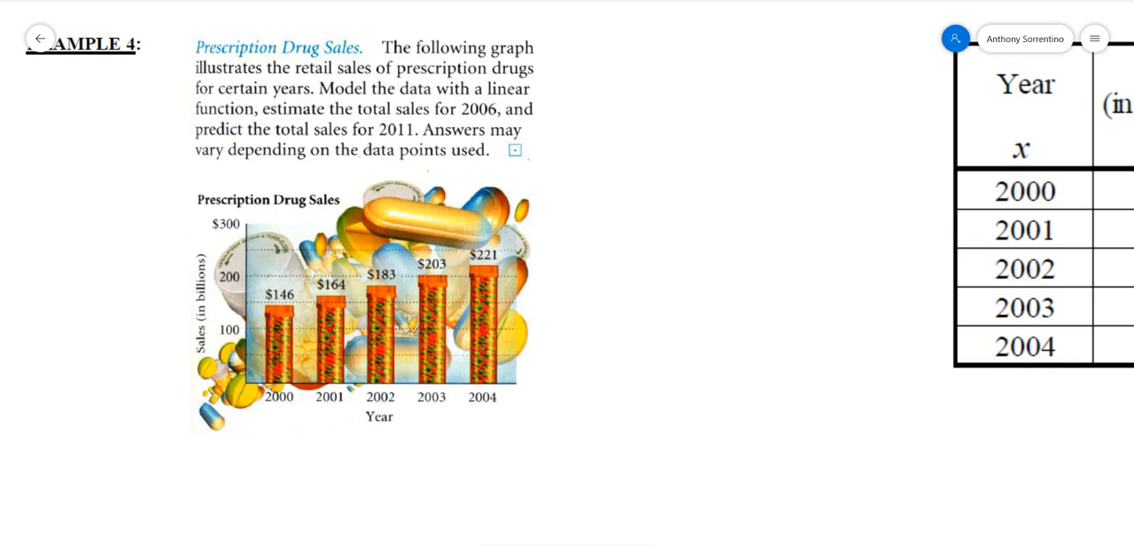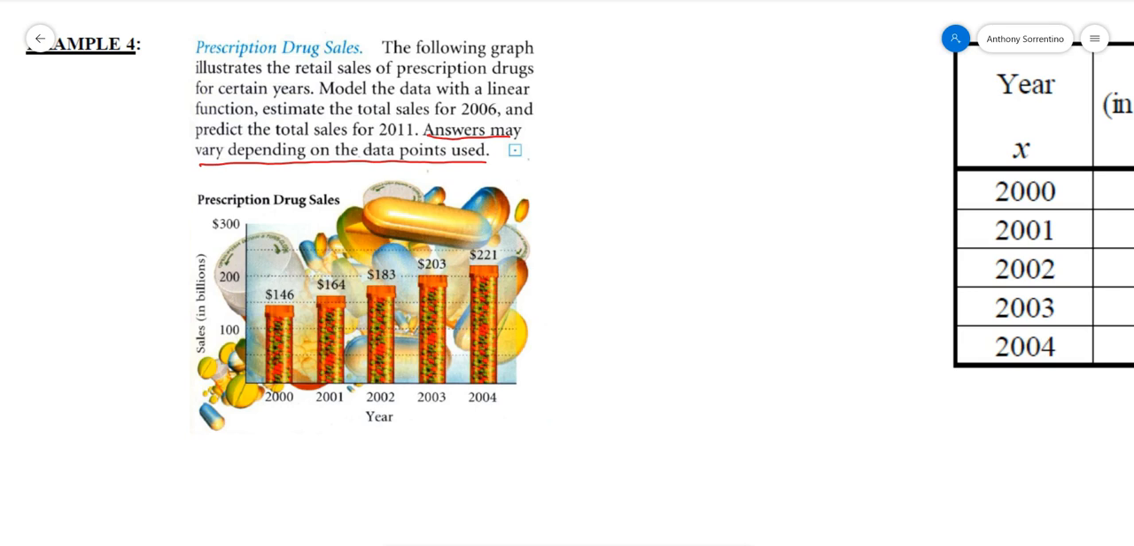Prescription drug sales. The following graph illustrates the retail sales of prescription drugs for certain years. Model the data with a linear function. Estimate the total sales for 2006 and predict the total sales for 2011. Answers may vary depending on the data points used. Ultimately, that's one of the things that I don't really like about it. It's hard to check your work if they say the answers may vary depending on what points you used. And I'm going to explain what they mean by that momentarily.